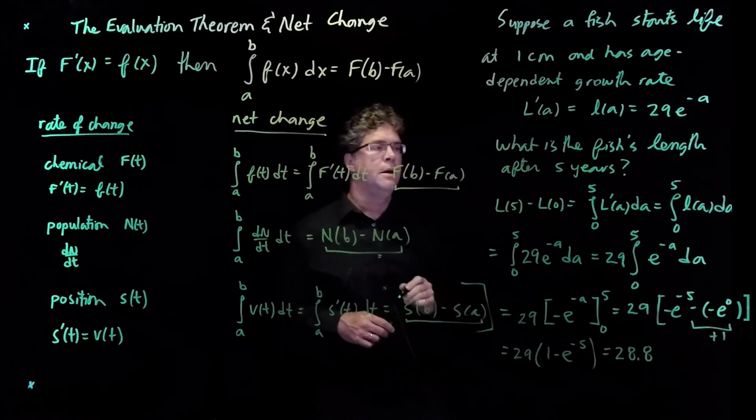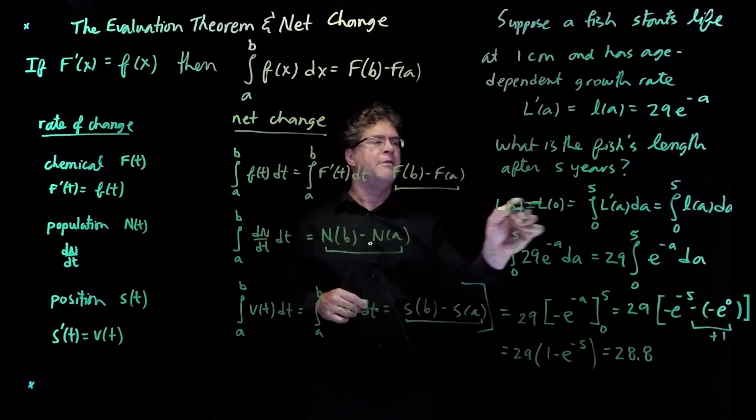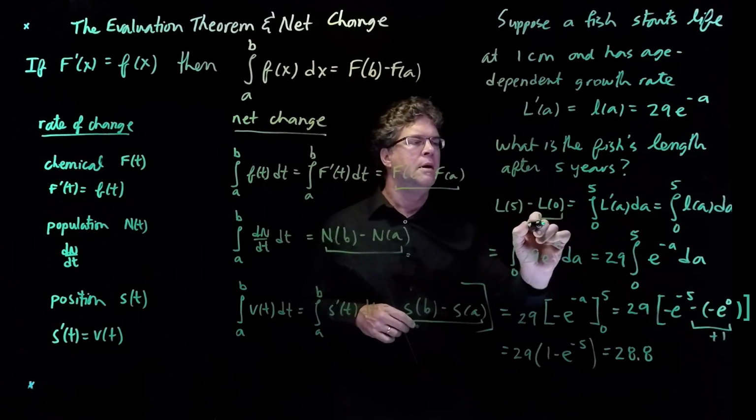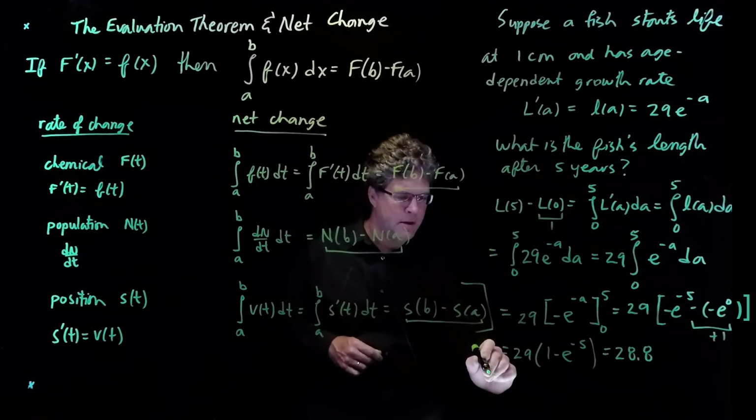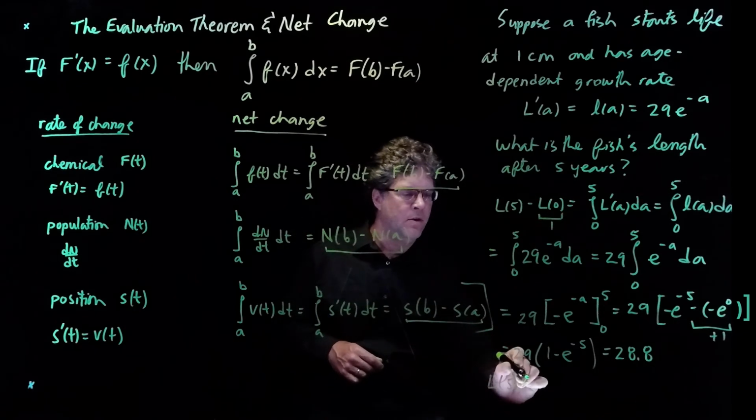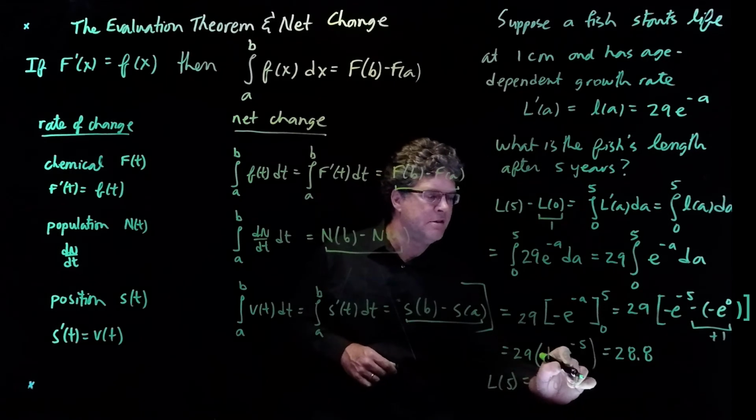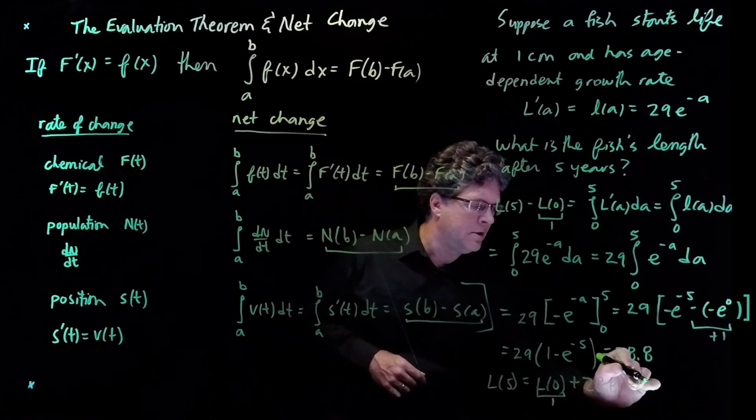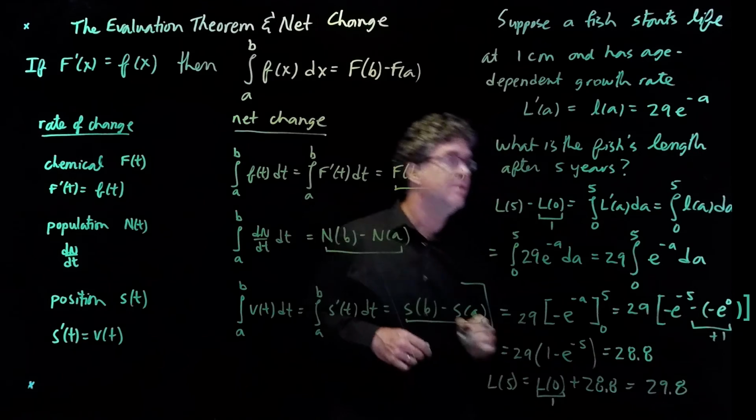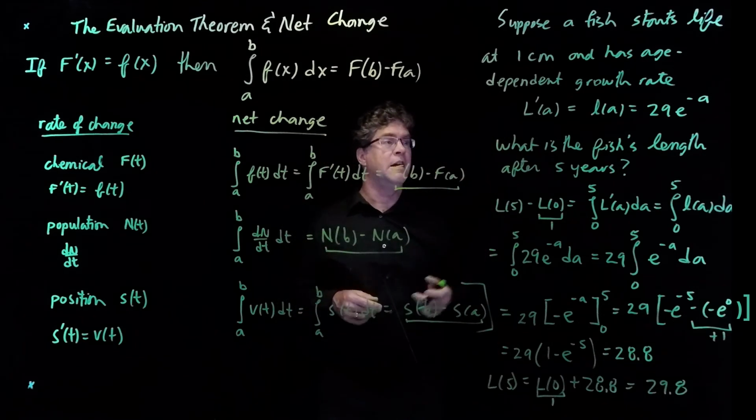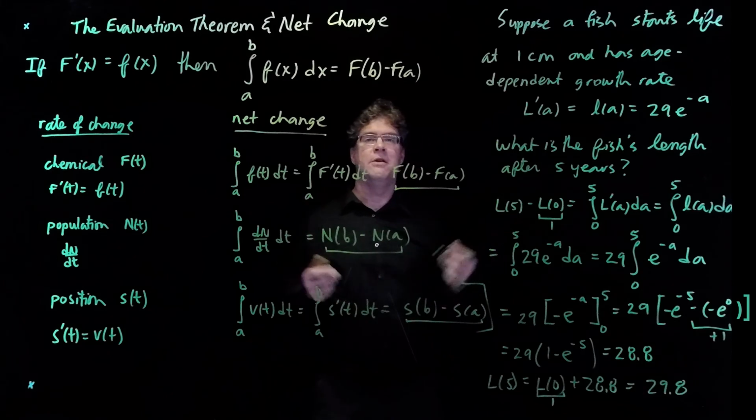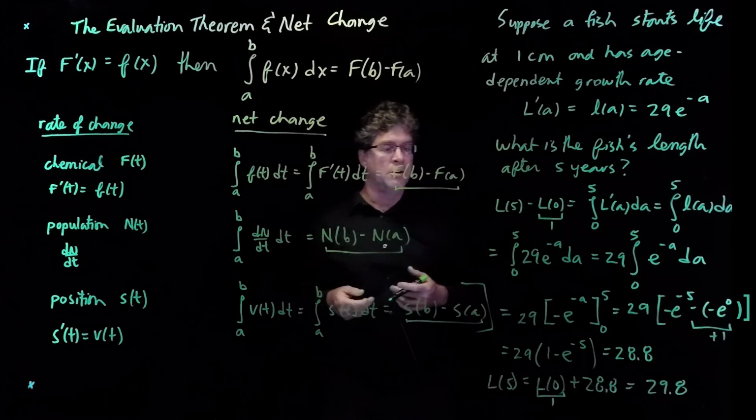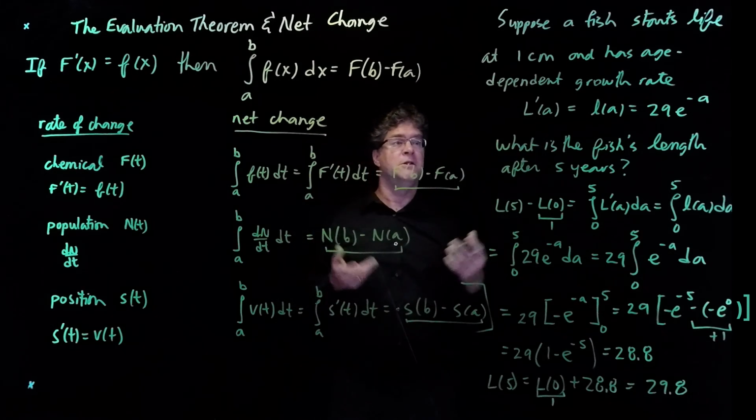And when we put that on the calculator, that's equal to 28.8. And so notice we started off with L5 minus L0, and L at 0 is equal to 1 centimeter. And so we have L at 5 is equal to L at 0 plus 28.8. And remember, this is equal to 1. So this is equal to 29.8. And so at the end of the 5 years, the fish's length should be 29.8 centimeters. And so by looking at this from the process of net change in the evaluation theorem, we can solve this problem to do with the fish's length after 5 years.